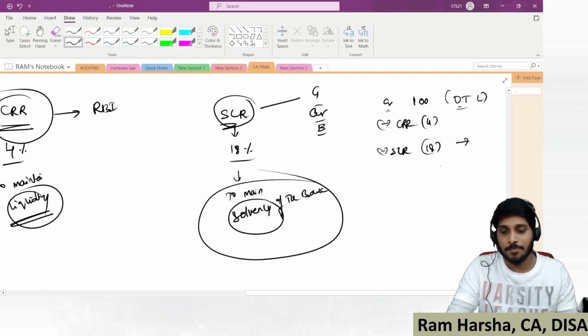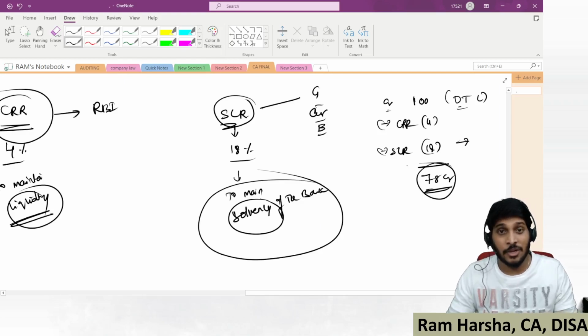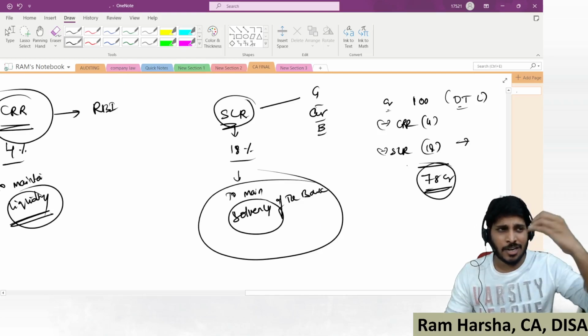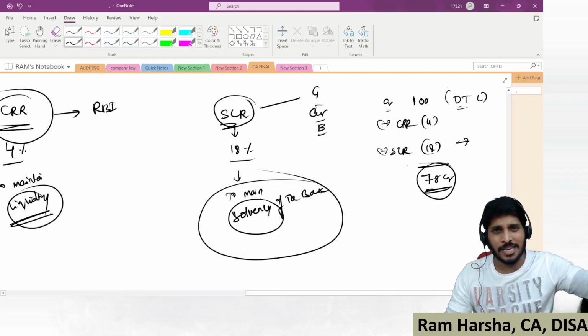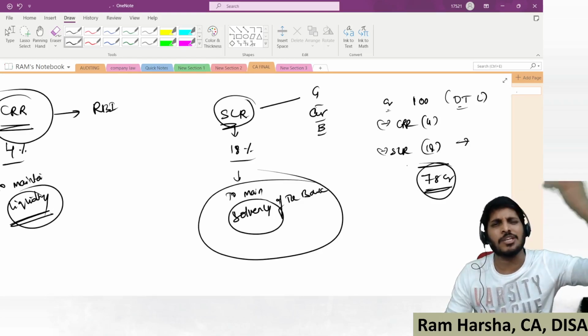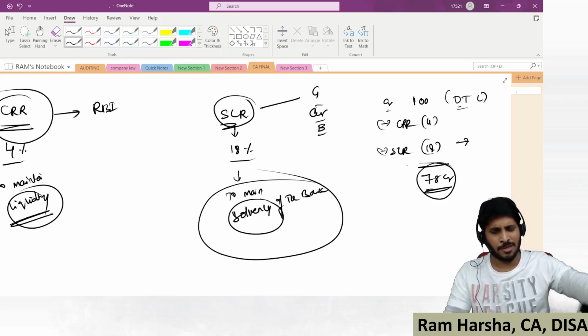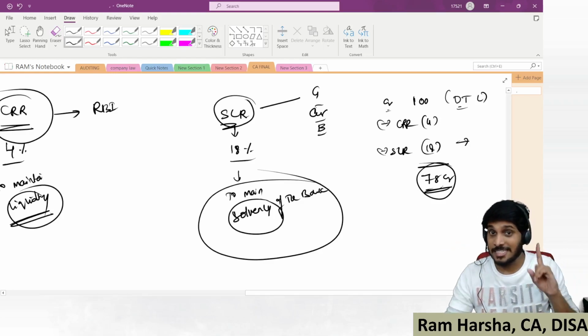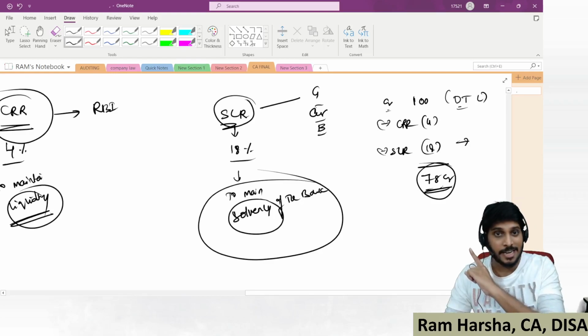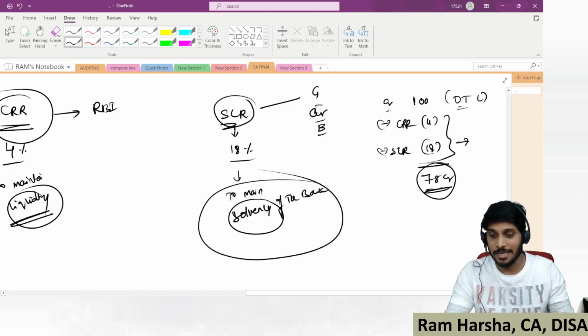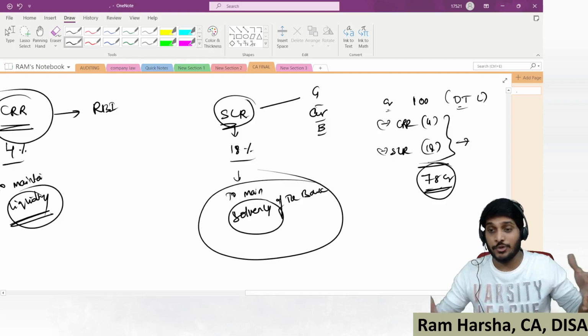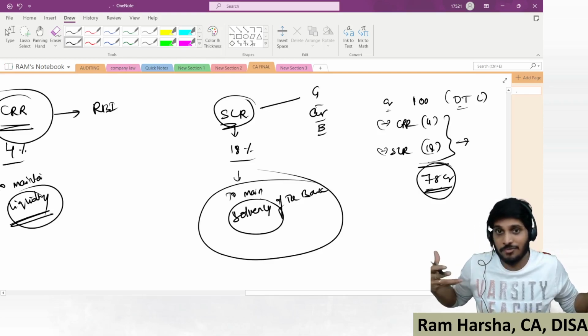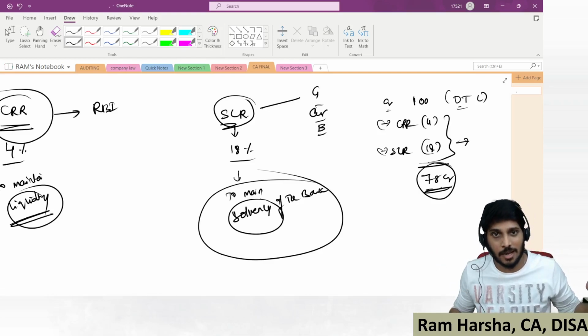That is SLR. And only 78 crore they will use for lending, for car loans, housing loans, personal loans, working capital loans, overdraft, cash credit, credit cards, whatever. So this is how the banks function. They are only lending 78 crore, not the entire 100. So they are maintaining approximately 22 crore as reserve, either in the form of CRR or SLR.